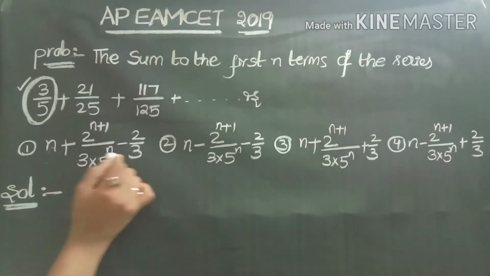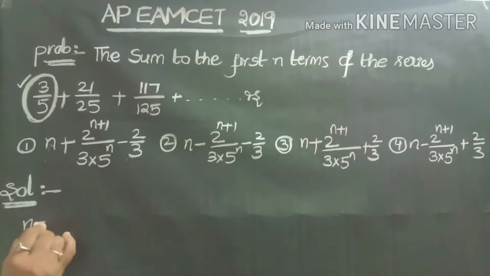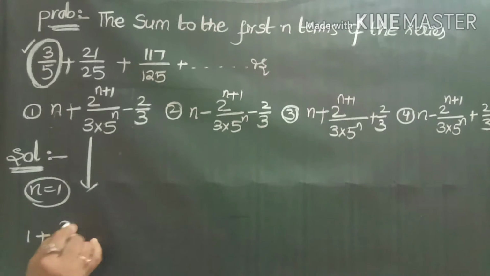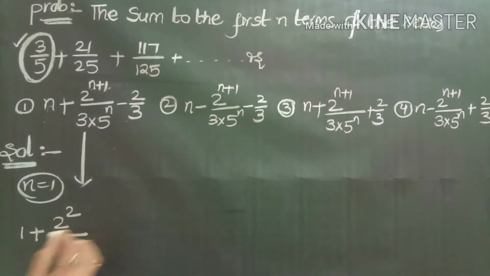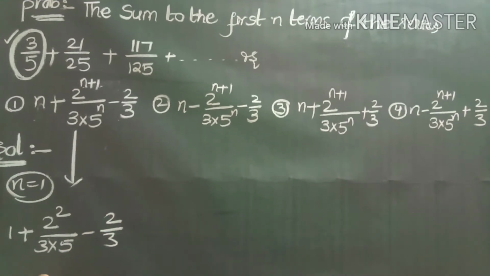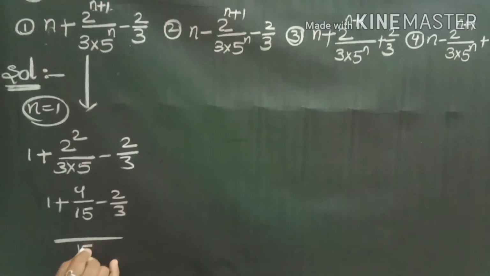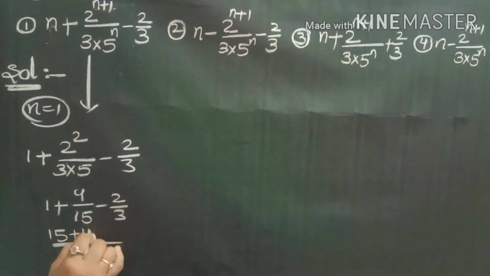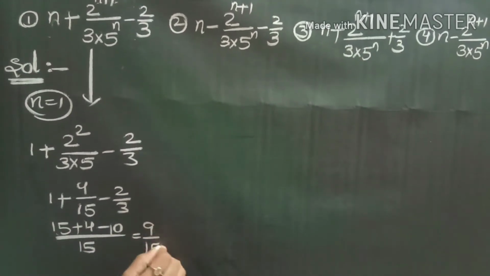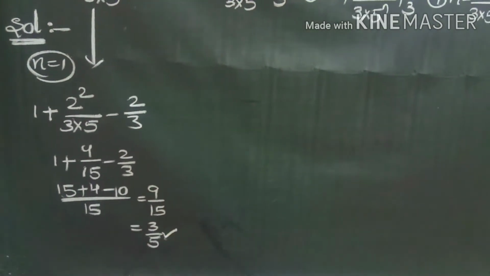So here, n is equal to 1 substitution in the given options one by one. First we take the first option and put n is equal to 1. That is 1 plus 2 power 1 plus 1, 2 square by 3 into 5, minus 2 by 3, that is 1 plus 4 by 15 minus 2 by 3. Now taking 15 as LCM: 15 plus 4 minus 10, that is 19 minus 10, 9 by 15, is equal to 3 by 5. Now this returns the answer 3 by 5.